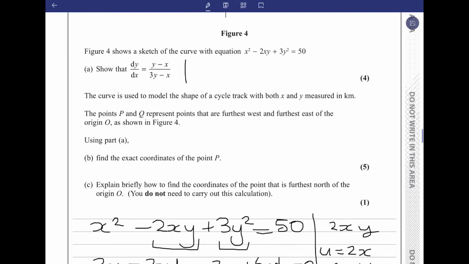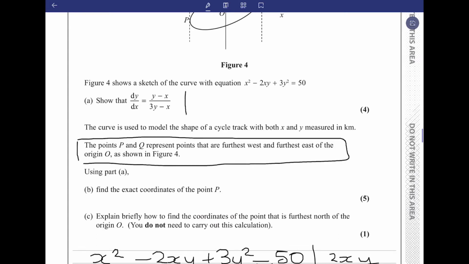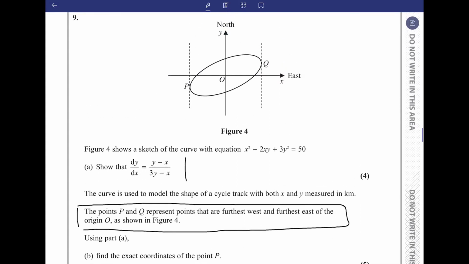Part B, find the exact coordinates of the point P. We're also told that the points P and Q represent the furthest west and the furthest east of the origin. Now note that the tangent to this curve at the point P, which is this line, has its gradient infinite, essentially, which means that at P, dy by dx tends to infinity. It's not quite infinity because this line has infinite gradient, but at P it's tending there. And similarly at Q, because we have this line here.